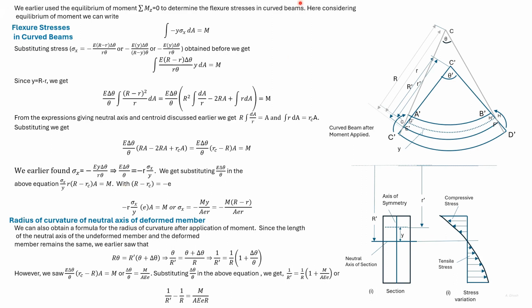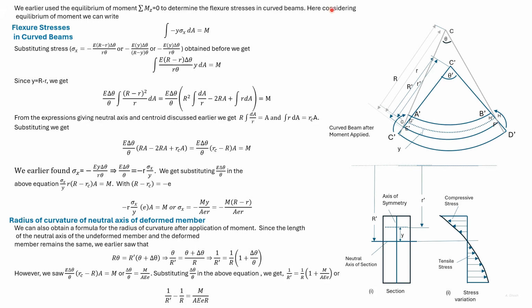So we have related sigma x to the moment. We earlier designated RC minus capital R as e. We substitute and we then get sigma x is equal to minus My divided by A e R. y can also be written as capital R minus small r. The stress variation for a curved beam subjected to a moment is not linear. The pattern is hyperbolic.